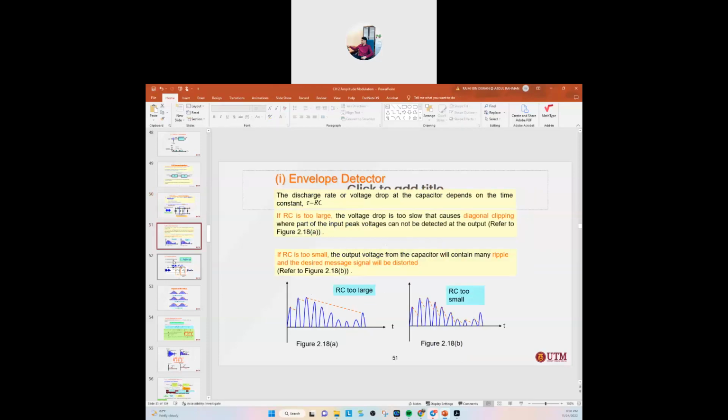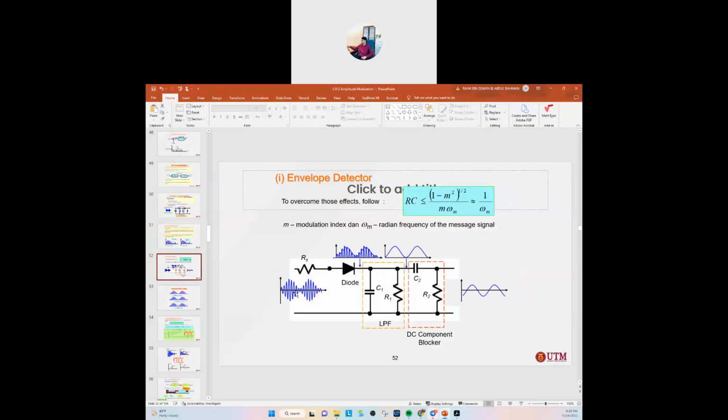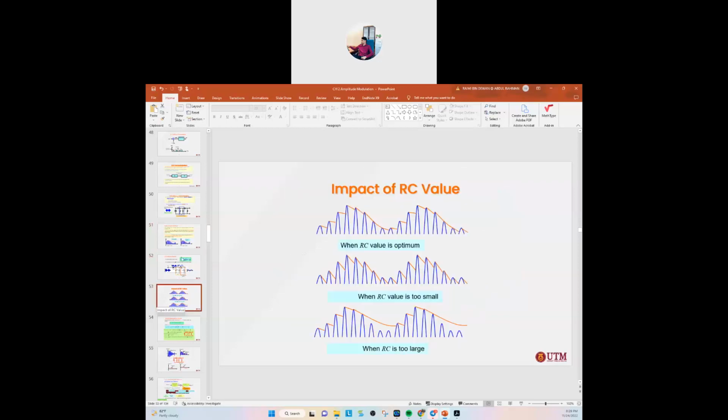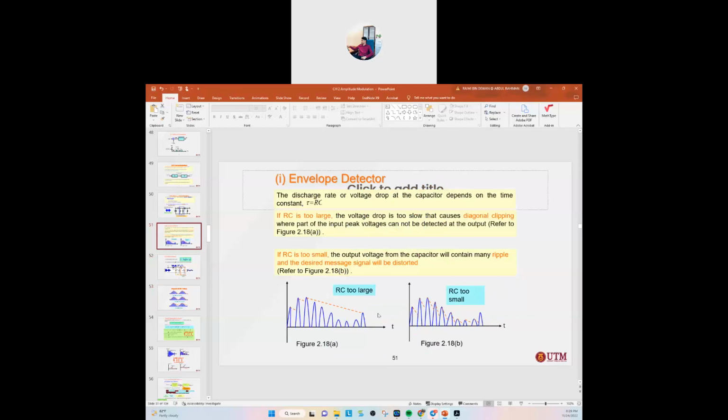So this one is the time constant, the discharge rate here. Tau equals RC. If we have an RC that is too large, sorry, if it's too large, it will look like clipping, like here. But initially we want a smooth shape, as smooth as the envelope, for example. So if your RC is too large, you're going to have clipping. If it's too small, you're going to have ripple.